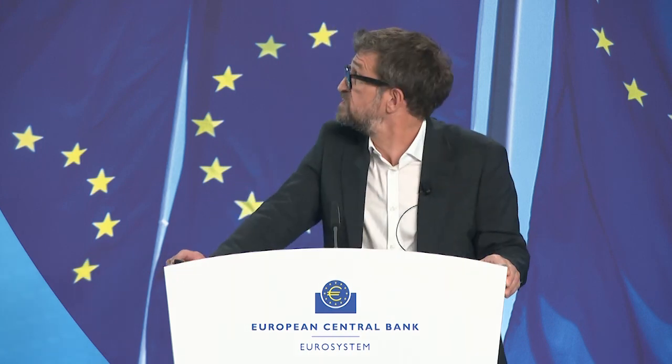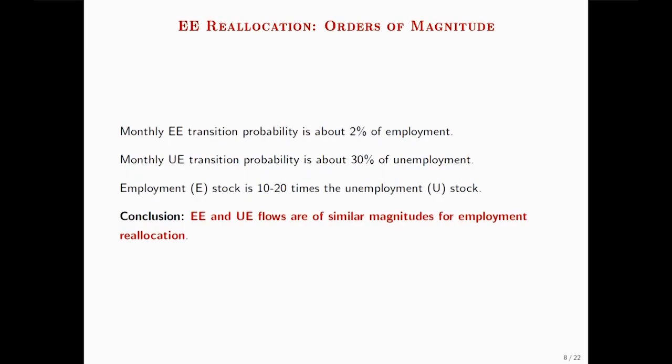The monthly employer-to-employer transition probability, this is all about the US, but those orders of magnitude are reasonably similar in Europe as well, is about 2% of employment. The monthly unemployment-to-employment transition probability is much higher. It's about 30% of unemployment. However, the stocks of origin to which these two rates apply are very different, and the stock of employment is about 10 to 20 times larger than the stock of unemployment.